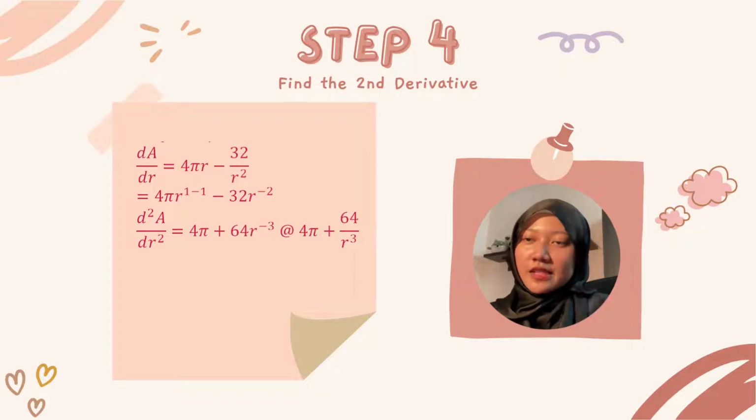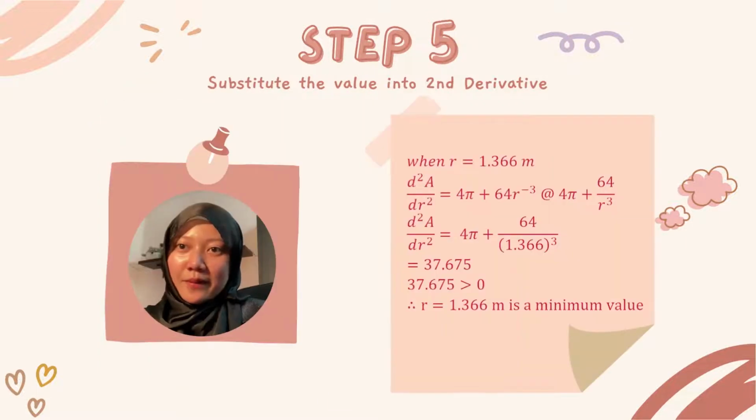Same as finding the first derivative, we need to multiply or bring the index up front and reduce the index by 1. The second derivative of A with respect to x is 4 pi plus 64 r power of negative 3. The last step is substitute the value into the second derivative.